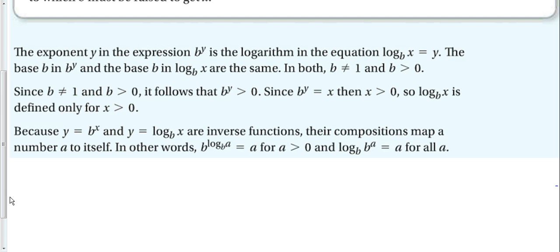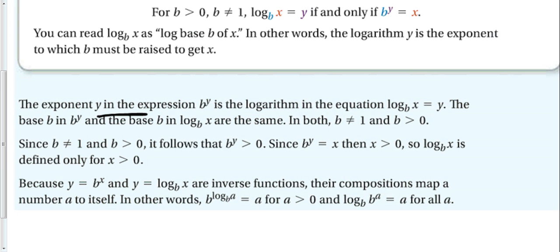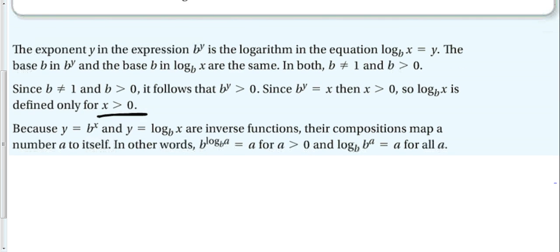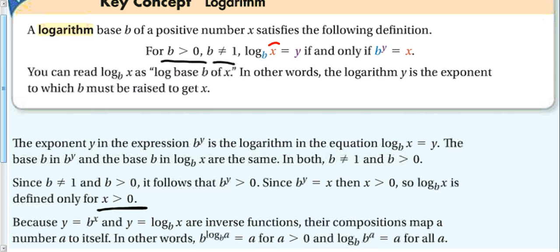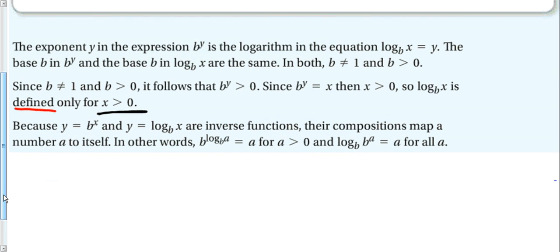Since b is not equal to 1 and b is bigger than 0, it follows that b to the y has to be bigger than 0. Since b to the y equals x, then x is bigger than 0. So log base b is defined only for x greater than 0. What does that mean? It means that the red term right here must be a positive number. It's only defined for x bigger than 0. If x is negative, the logarithm is undefined. It does not work. You cannot do it.